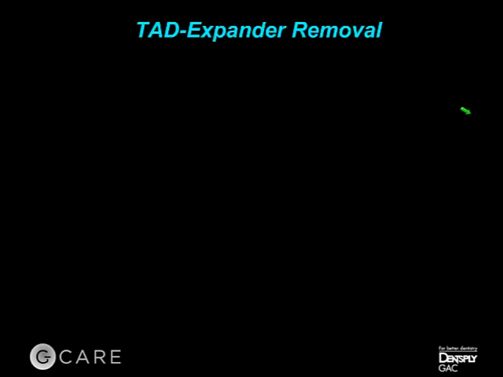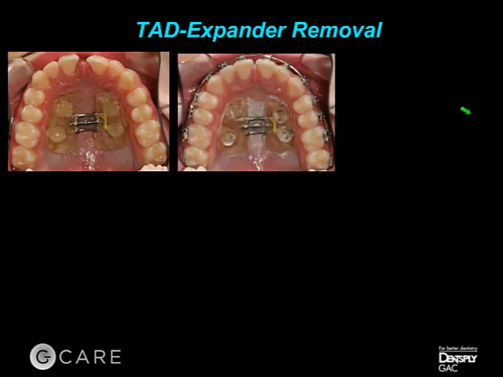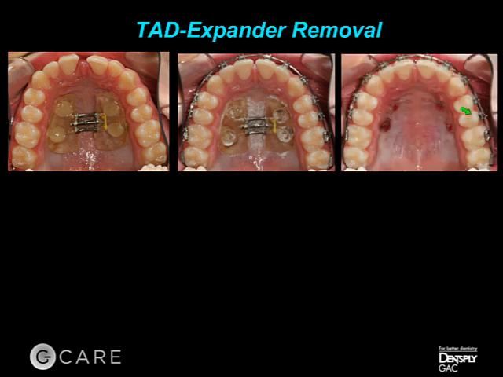Now, putting them in is very, very quick. Removing them takes a few minutes. When it's in, basically what I do is I take a diamond burr or a carbide burr, hollow out around each of the TADs, then remove the TADs, and the expander will come right out. And then the palate will heal up roughly in about 7 to 10 days.